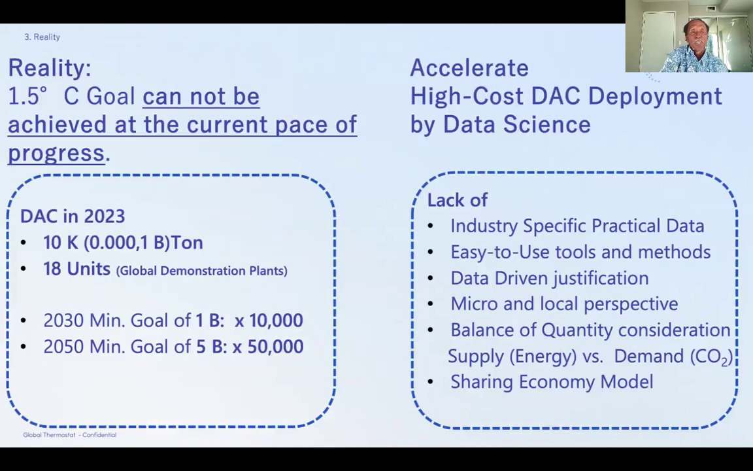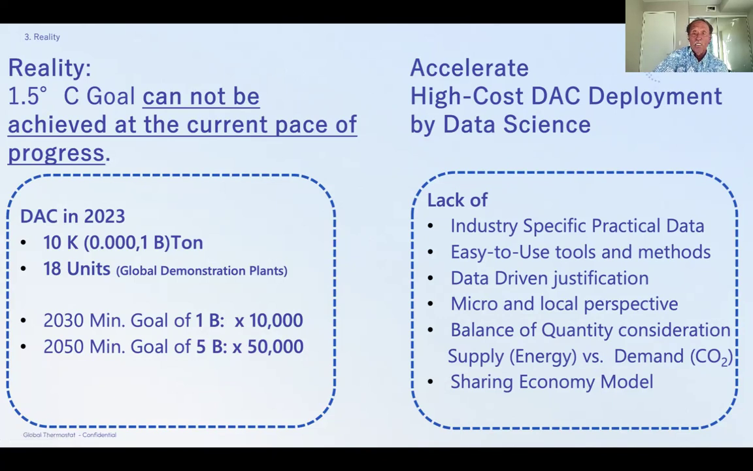This is a reality check. The 1.5 goal cannot be achieved at the current pace of progress. In 2023, we have only 10,000 tons captured from DAC, with only 18 units globally. We need to capture 1 billion tons by 2030, and 5 billion tons by 2050. It's really a great challenge, but data science can support the acceleration of DAC deployment.